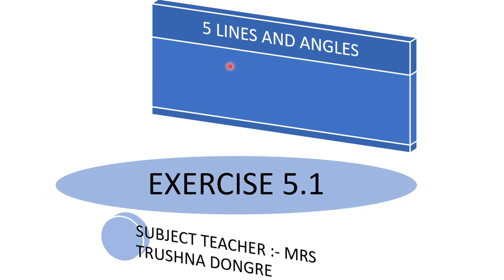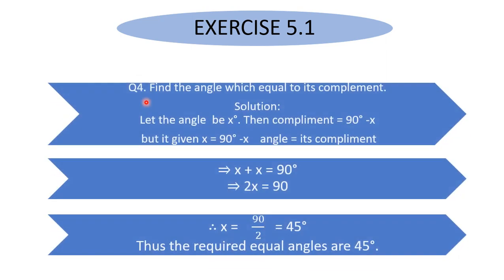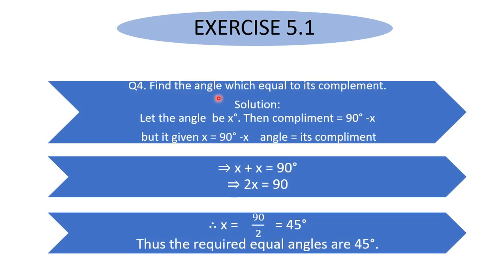Chapter number 5, Lines and Angles, and exercise 5.1, some problems. From question number 1 to 3 we have done in the previous class. So let's start from question number 4. Find the angle which is equal to its complement.